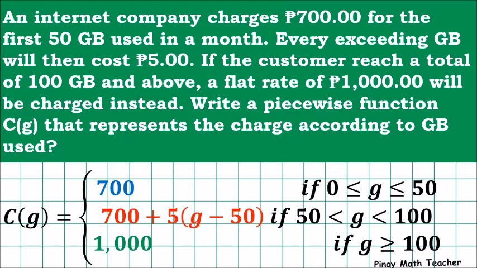Kung halimbawa ay naka 50 gig tayo, sakto, 50 gig sarado, ang babayaran natin ay 700 pesos. Kung sakali naman ay naka 100 gig tayo eksakto, ang babayaran natin ay 1,000 pesos. Okay, next. Kung sakali naman ay 70 gig. Okay, yan ay pasok dun sa gitnang formula. So, i-substitute natin sa G. So, 700 plus 5 times 70 minus 50. So, 70 minus 50 is 20. 20 times 5 is 100. 100 plus 700 is 800. So, yun yung ating babayaran.